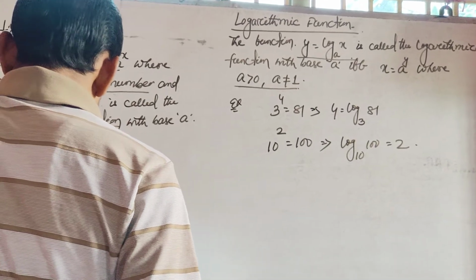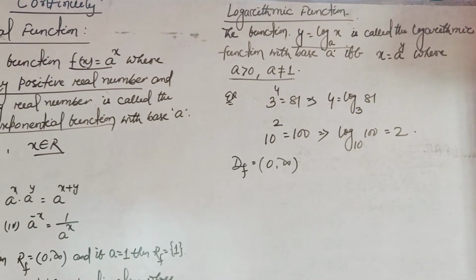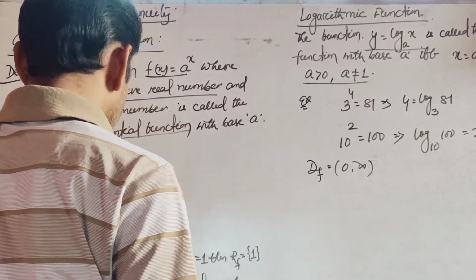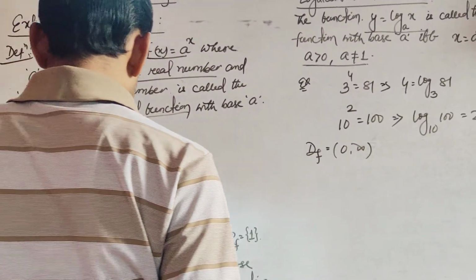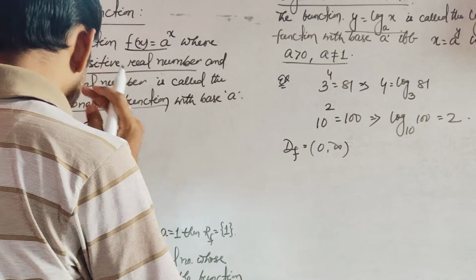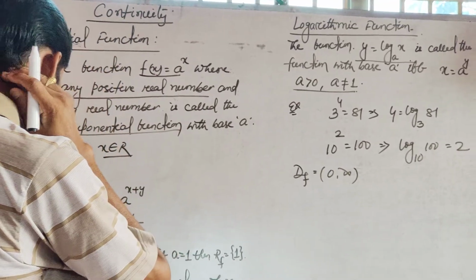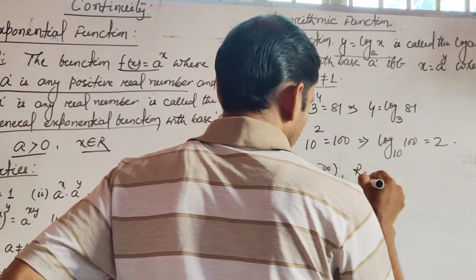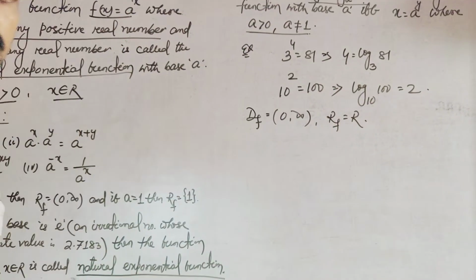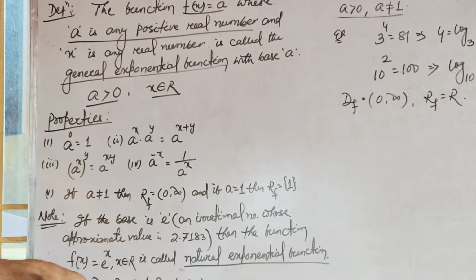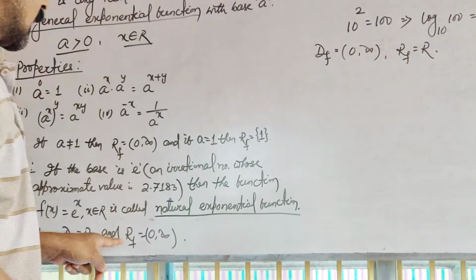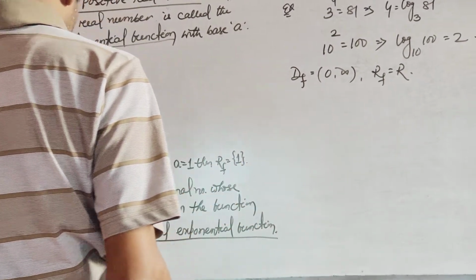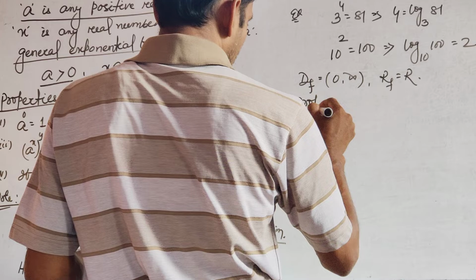Then here, the range of the exponential function was 0 to infinity. So as these are reciprocal, the domain of the logarithmic function will be 0 to infinity. And what will be the range? Range will be R. Here it is just opposite: your domain is your range, and your range is your domain. Clear? Now, here again we will discuss some properties.